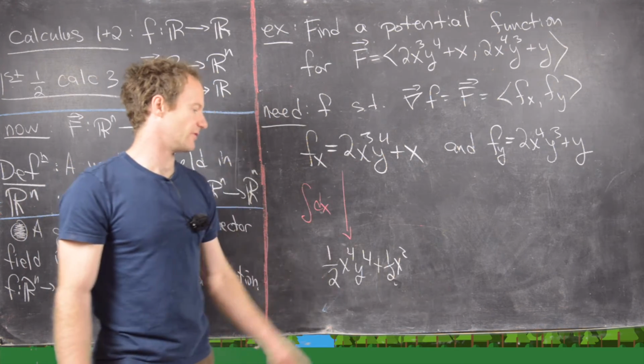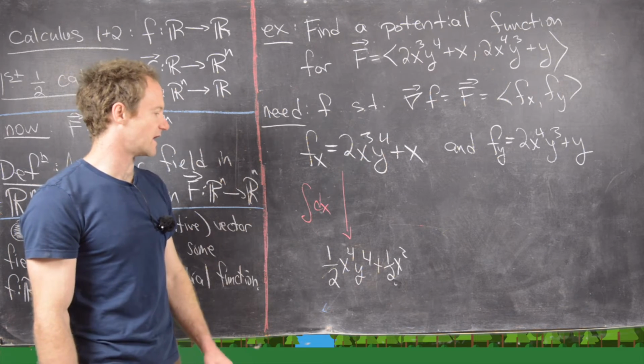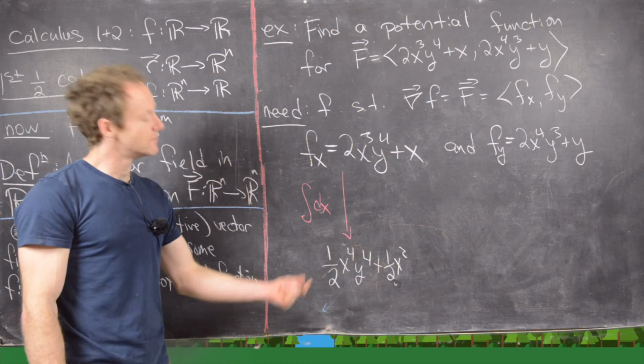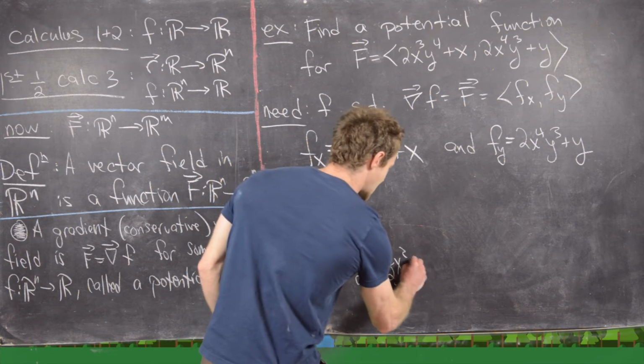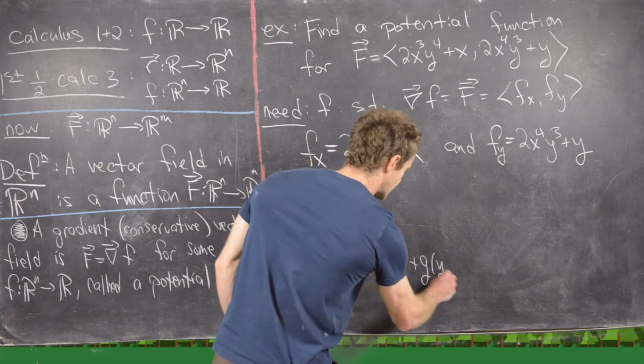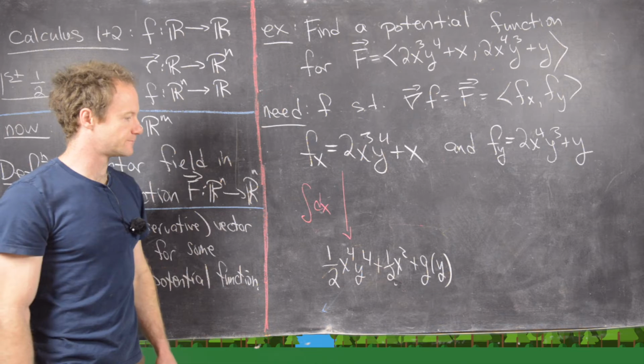And then the antiderivative of x is obviously 1/2 x squared, but I'm missing one thing. I'm missing my constant. But if I'm taking a constant with respect to an x integral, that can actually be a function of y. So I'll just write that as g of y.